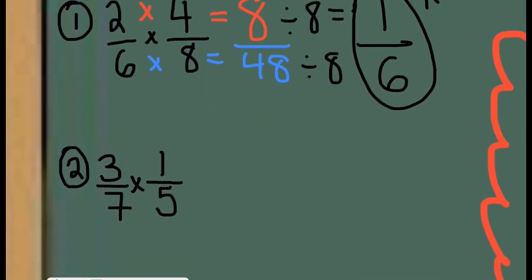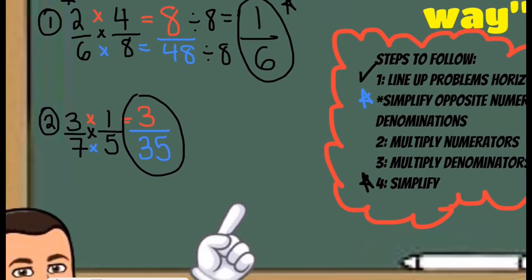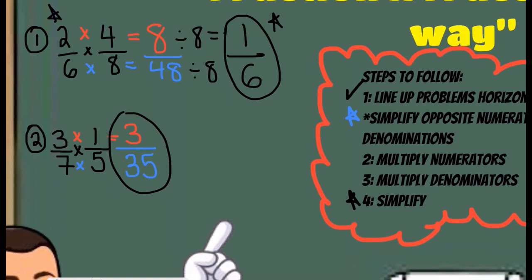Number 2, same concept. You're going to start with your numerators, my 3 and my 1. 3 times 1 is 3. I'm going to go to my denominators. 7 times 5 is 35. And I ask myself, can I simplify it? The only factors that 35 and 3 have in common are 1. That does me no good. 3 divided by 1 is 3. 35 divided by 1 is 35. So this is my final simplified answer. Now what we did is we followed the 4 steps. Line up the problems horizontally, multiply the numerators, multiply the denominators, and simplify.